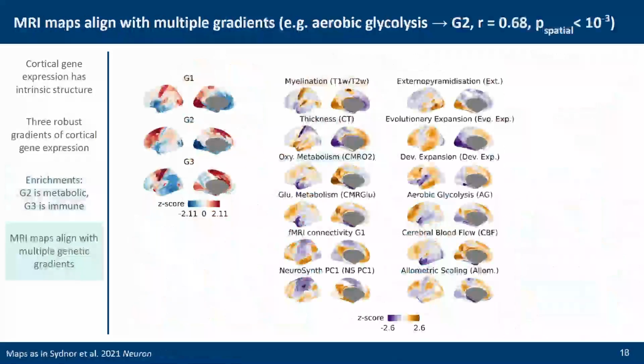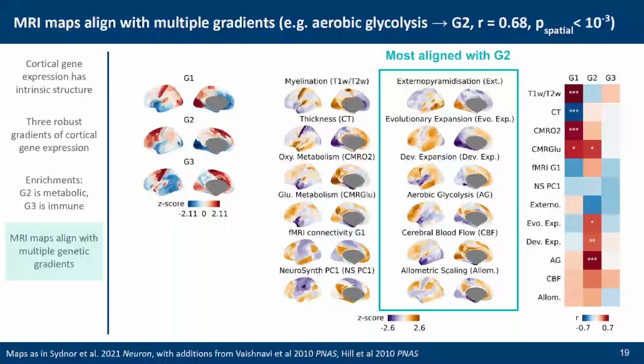So now turning back to all the interesting canonical brain maps, these gradients that we see in different papers in the literature, one really interesting result is that all these maps are somewhat correlated to the first gradient, but actually half of them are more correlated to the second metabolic gradient of gene expression than they are to the first myelination gradient. In particular, look at aerobic glycolysis, which has almost a 0.7 correlation with the second gradient of gene expression. That makes sense given the metabolic enrichment.